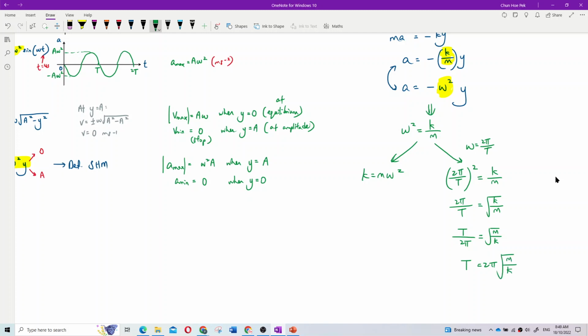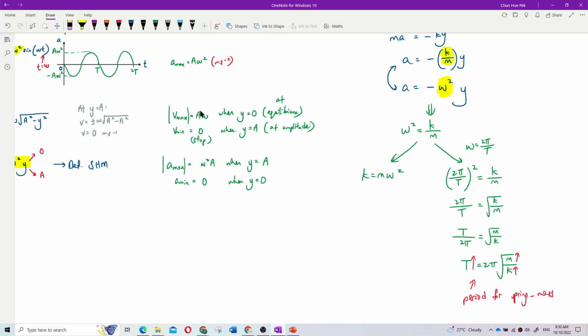This is the formula that you use in SPM. Remember that? The period for the spring mass system. This is to find the period for the spring mass system. The higher the mass, the longer the period. It oscillates slower with the higher mass. If the spring is very stiff, spring yang keras.